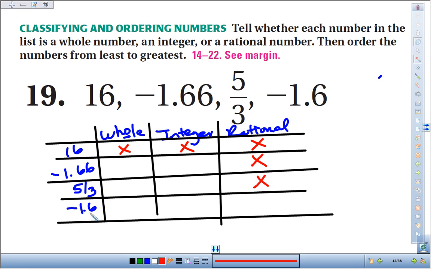And negative 1.6, it's a terminating decimal. It stops. It's not a whole number, it's not an integer, but negative 1.6 is negative 1 6/10. You can write it as a fraction.